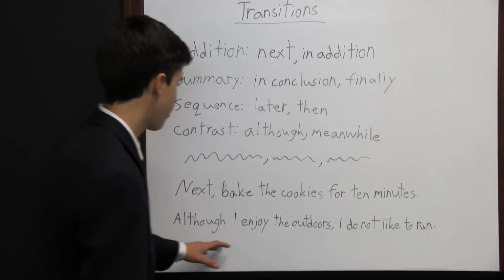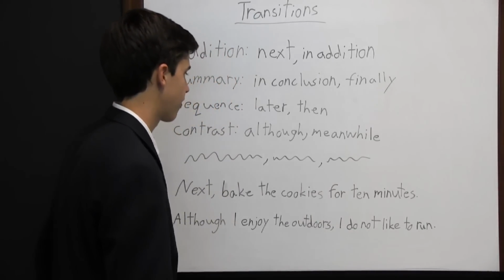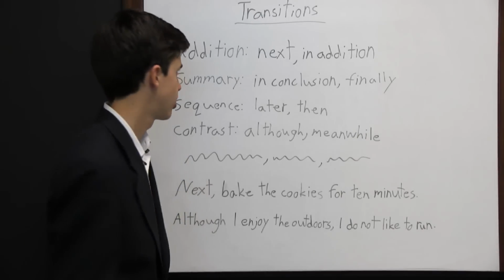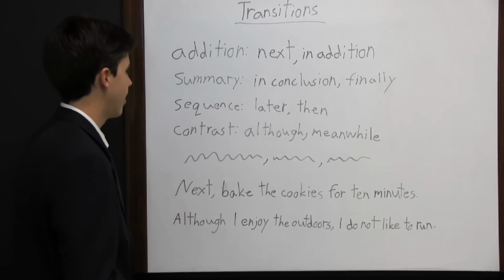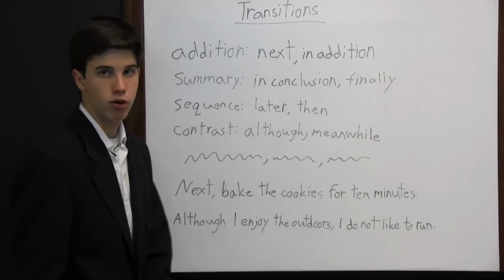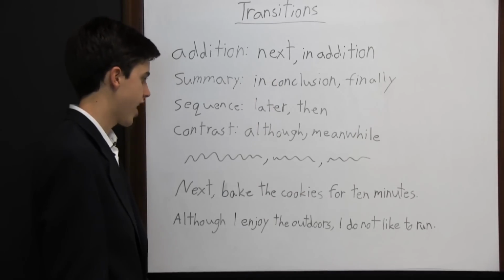So after you put, "although I enjoy the outdoors," you have to put, "I do not like to run," to finish out the sentence. So the things that are important to remember from this session is that there are many different kinds of transitions that can be classified into different categories. And there's many more categories we could have listed and many more transitions we could have listed under each category.